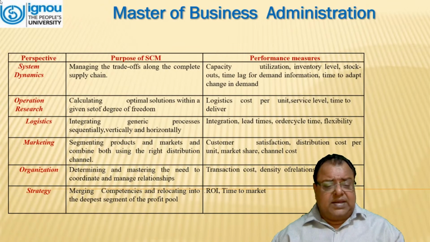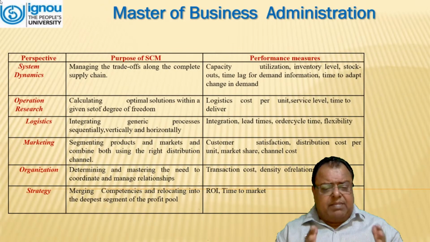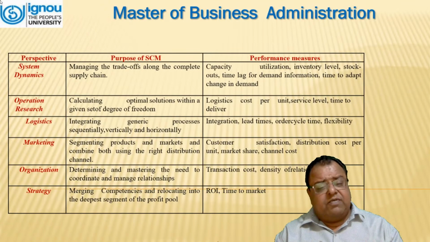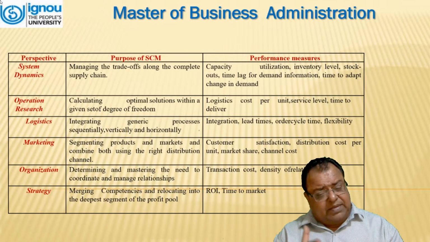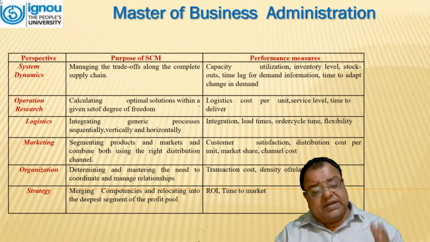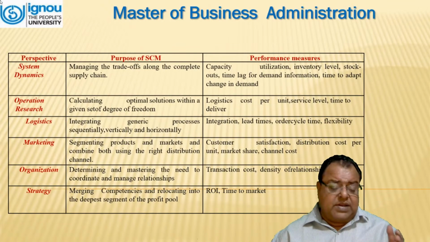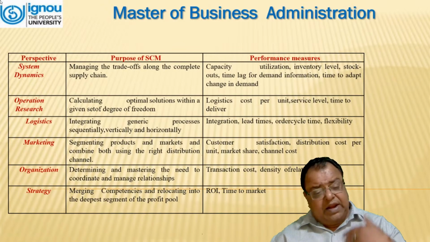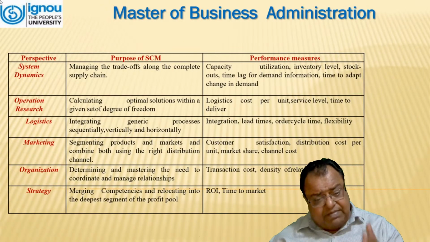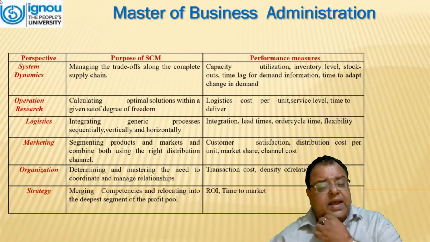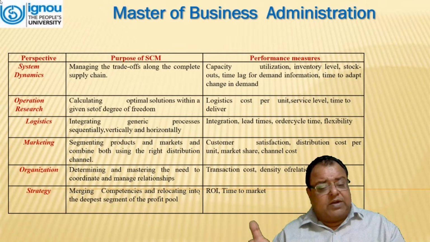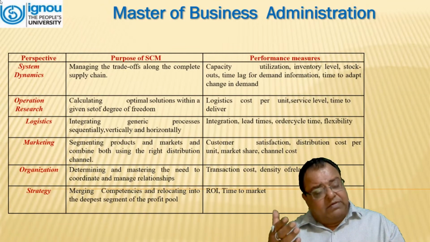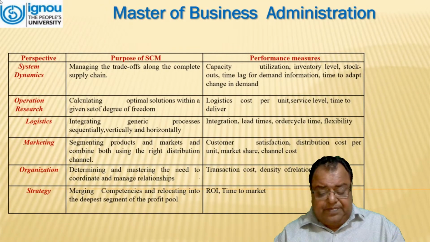Organization is basically determining and mastering the need to coordinate and manage relationships. And the performance measures related to this are the transaction cost and density of relationship. And lastly, it is strategy. It is merging competencies and relocating into the deepest segment of the profit pool. And the performance measures related to it are return on investment and time to market.